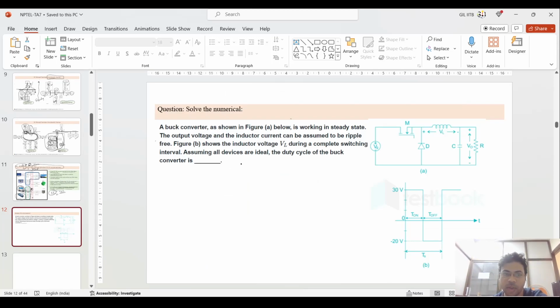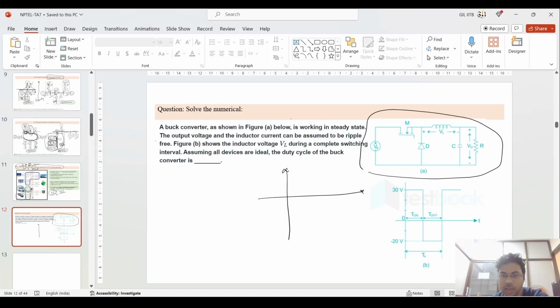So this is the question I have given. Suppose there is a buck converter, and one curve is given. The curve is such that the peak is 30 volt, and it is going at minus 20 volt. This is the T on, and this is T off. The same repetitive cycle is followed.